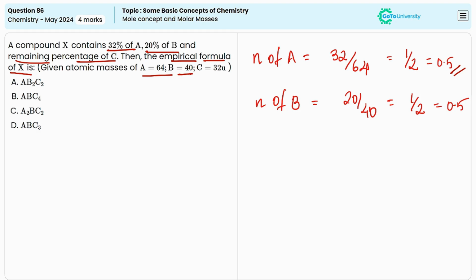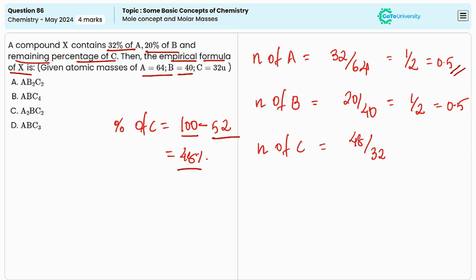Now, the percentage of C is not given, but it is given that the remaining percentage is C. Now, we can find out the percentage of C, that is subtracting the total percentage of A and B from 100. So, it will be 48%. Now, the number of moles of C is equal to the percentage of C divided by its molar mass 32, and it is equal to 1.5.